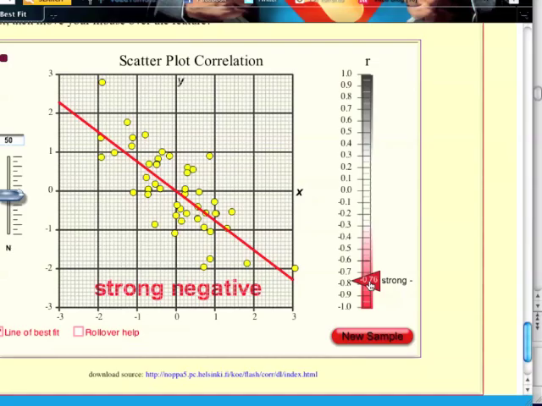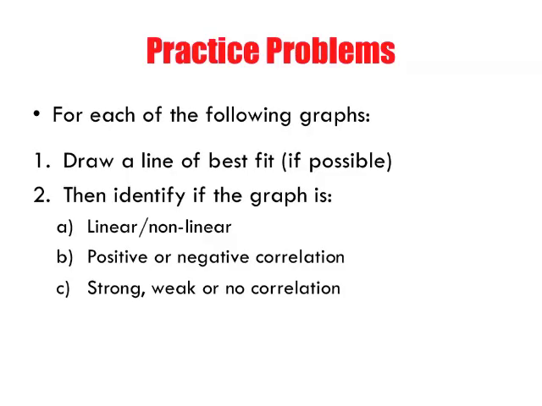Okay. Answer the following questions. For each of the graphs, right? You have 9 graphs there. 9 scatter plots on your page. And I'm going to show you the example in a second. Draw a line of best fit, if possible. Do the best you can. Some might not be that easy to draw. Then identify, is your scatter plot linear, non-linear? Is there a positive or a negative correlation? And is it strong, weak, or no correlation whatsoever? Okay, so take a moment and complete those practice problems.